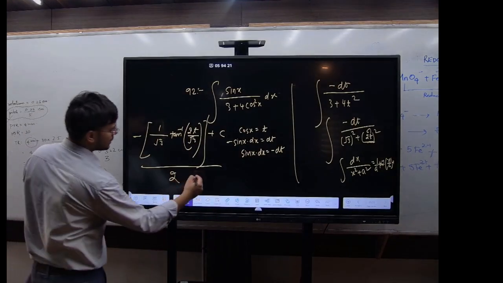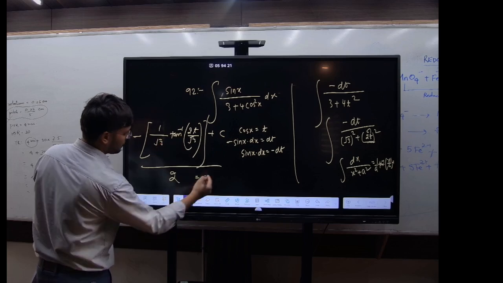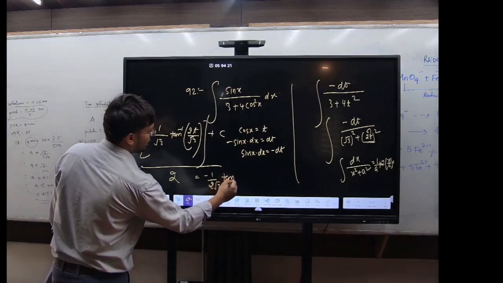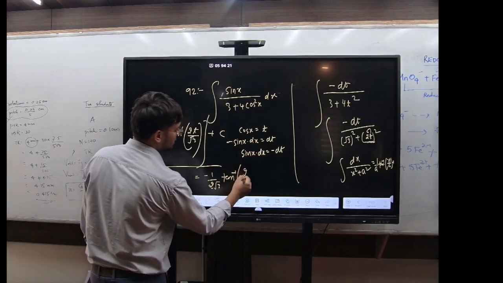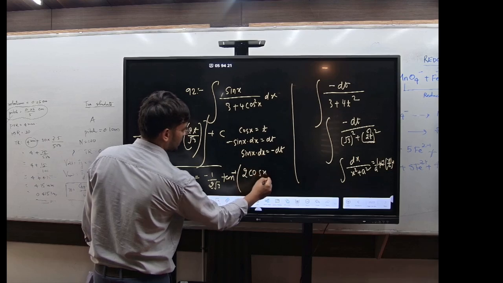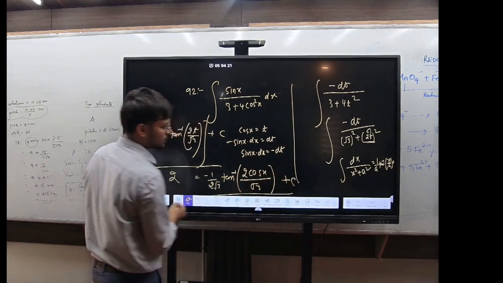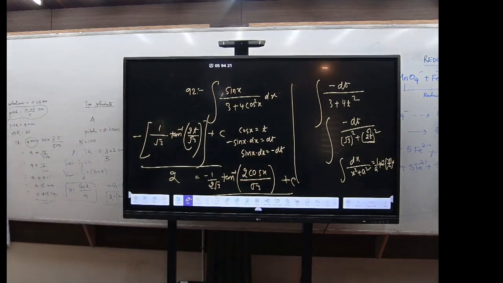So now what is the answer? Minus 1 by 2 root 3 tan inverse. What is t you assumed? T was cos x. So tan inverse 2 cos x by root 3 plus c. This is the answer. This is how substitution works, okay?